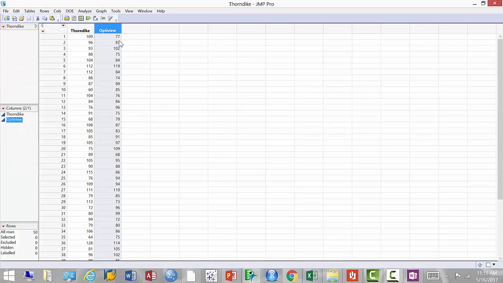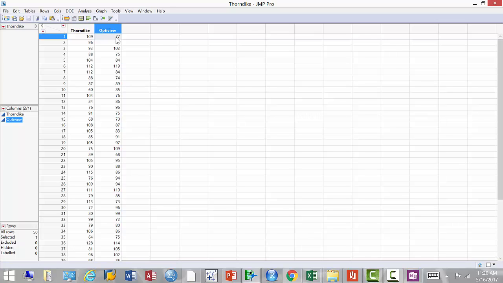So, like I said, I have two columns of data, each column contains 50 items: 50 goggles from the manufacturer Thorndike and 50 goggles from the manufacturer OptiView. Now, the question is, do I have independently collected samples or do I have matched pairs? Here is basically what matched pairs means. If I have matched pairs, that means that my observation number 1 from Thorndike and observation number 1 from the OptiView will have something in common.